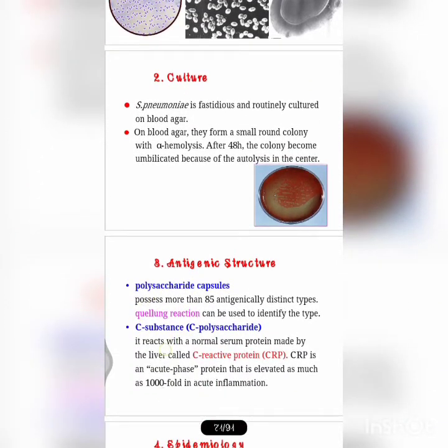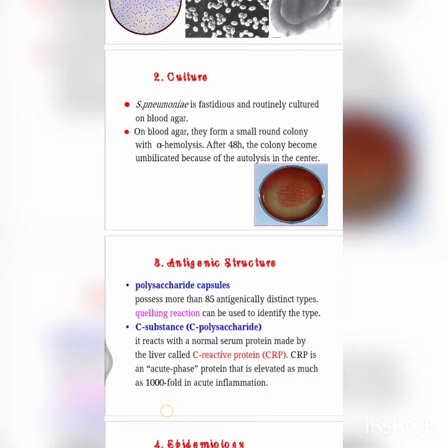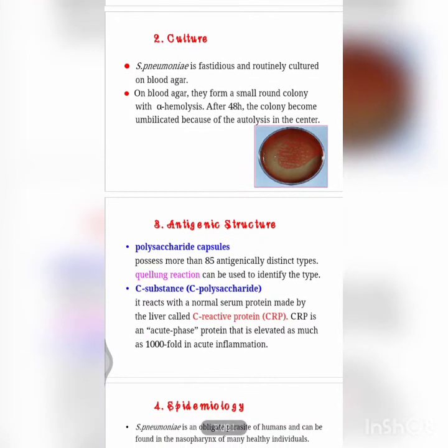And the antigenic structure, that is the virulence factors. We know they have polysaccharide capsules. They possess 85 distinct antigenic types, and the Quellung reaction can be used to identify them. We have seen it before. And this polysaccharide C substance reacts with a normal serum protein made by the liver called C-reactive protein. CRP is an acute phase protein, elevated as much as 1000-fold in acute inflammation. The optimum temperature required for this bacteria is 37 degrees, and the pH is 7.8.